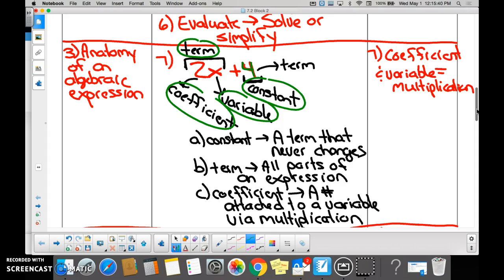4 is also a what? Term, because it's part of the expression. Another term is what? 2x. So again, every part of that expression would be considered a term. The only thing that you wouldn't consider would be the operational signs. And then in 2x, we know the x is a variable, but what is the 2 called again? Coefficient. So it's the number in front of the variable, and what operation do coefficients do with a variable? Multiplication.